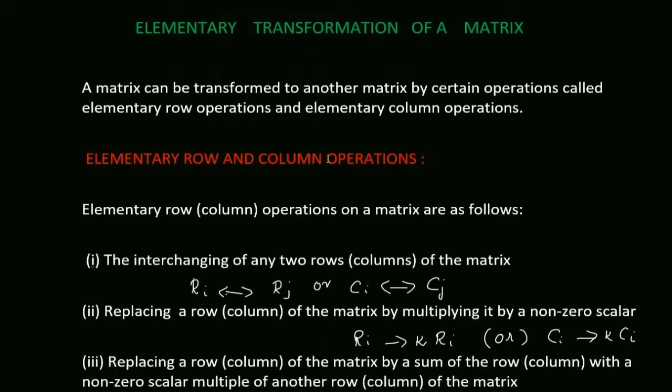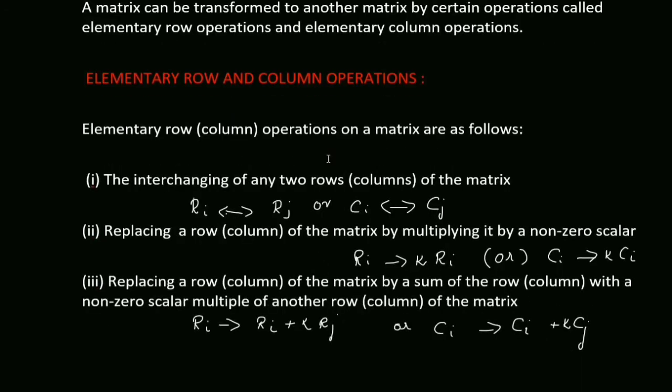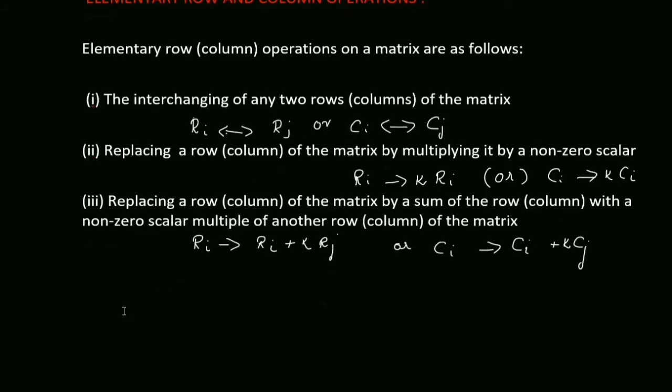The first one is we can interchange any two rows or columns. First one is we can interchange any two rows or any two columns. That means we can swap the position of two rows or two columns. So let us do one example. Let us take one matrix A.